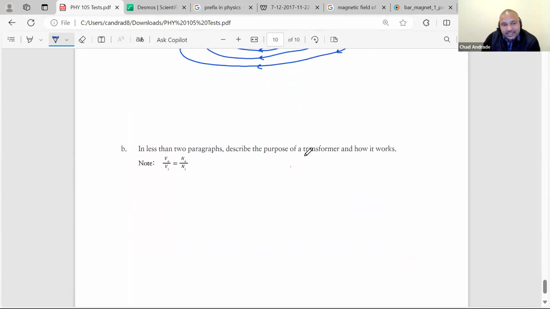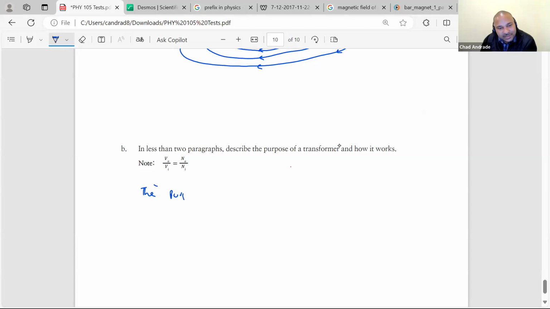And then this part, it says in less than 2 paragraphs, describe the purpose of a transformer and how it works. So this is like the last thing I was doing in the previous class. So now I feel bad that the last thing that we did has an entire part B. And I really feel bad about this, but yeah, I heard some things have to be on the test. All right, so what is a transformer? How does it work? All right, so you put something like this.